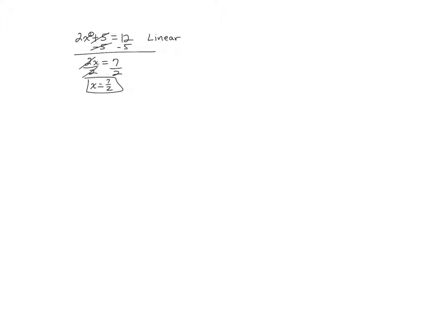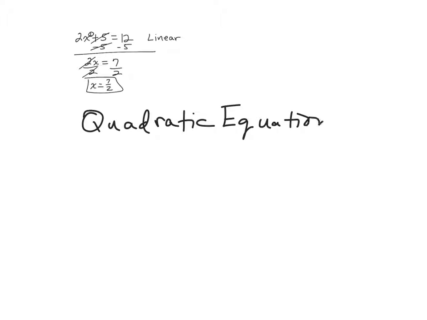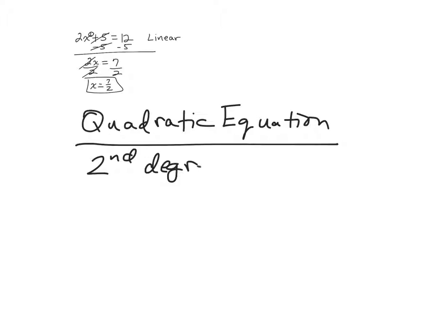We're going to look at how to solve what's called a quadratic equation. You say, well, what's the difference? Well, a quadratic equation is not first degree. A quadratic equation is second degree. The biggest power on the variable now is going to be 2 instead of 1.